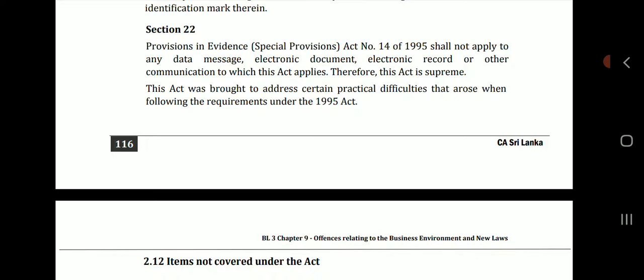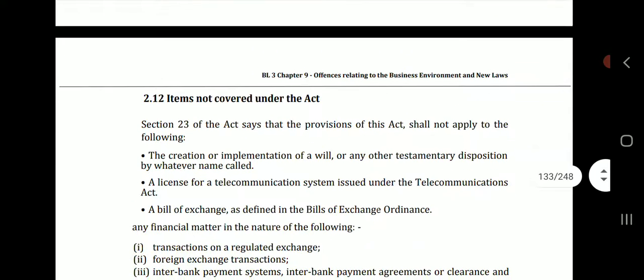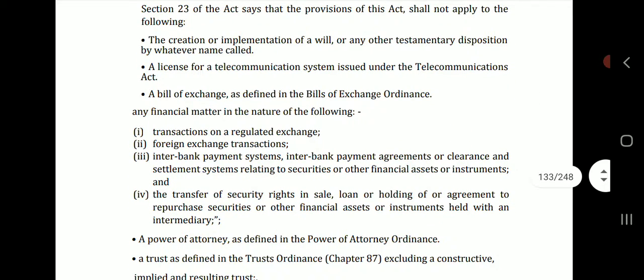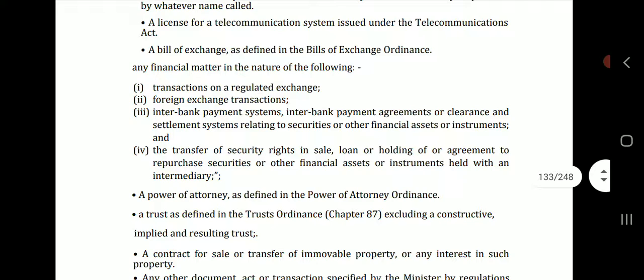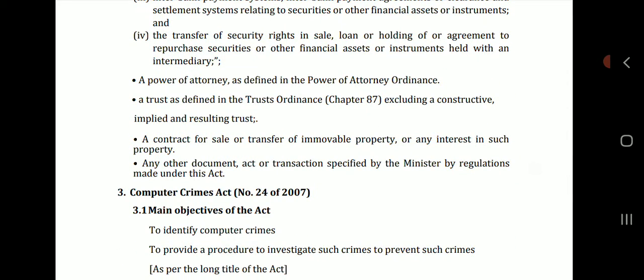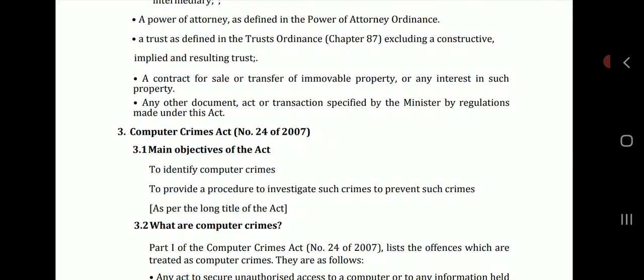This act was brought to address certain practical difficulties that arose when following the requirements under the 1995 Act. Items not covered under the Act, such as creation or implementation of wills, licenses under the Telecommunication Act, bills of exchange under the BEO, transactions regulated by stock exchanges, transfer of security rights in sale, powers of attorney, trust ordinances, contracts of sale, and any other documents regulated by the ministries.